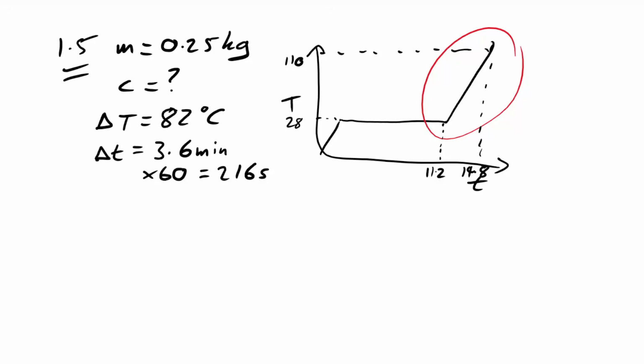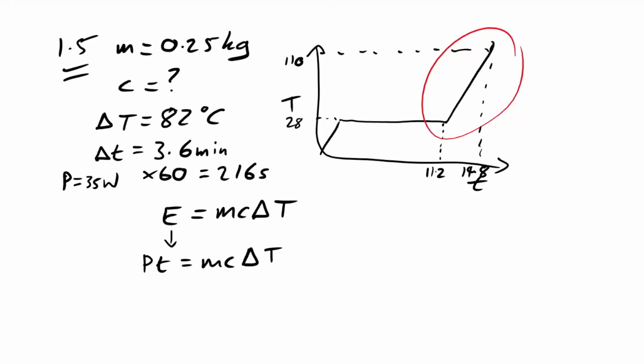Okay, so let's crack out our SHC equation. Energy is equal to mc delta T. And we know that it's being heated with a power of 35 watts. So that is 35 joules per second. So we can say that energy is power times time. We're looking for c, so therefore we're going to take m delta T over the other side.